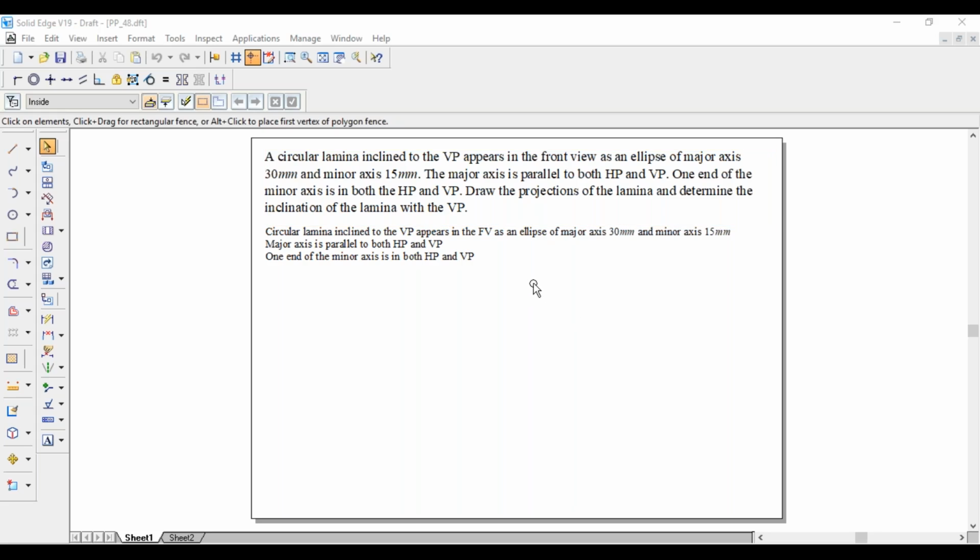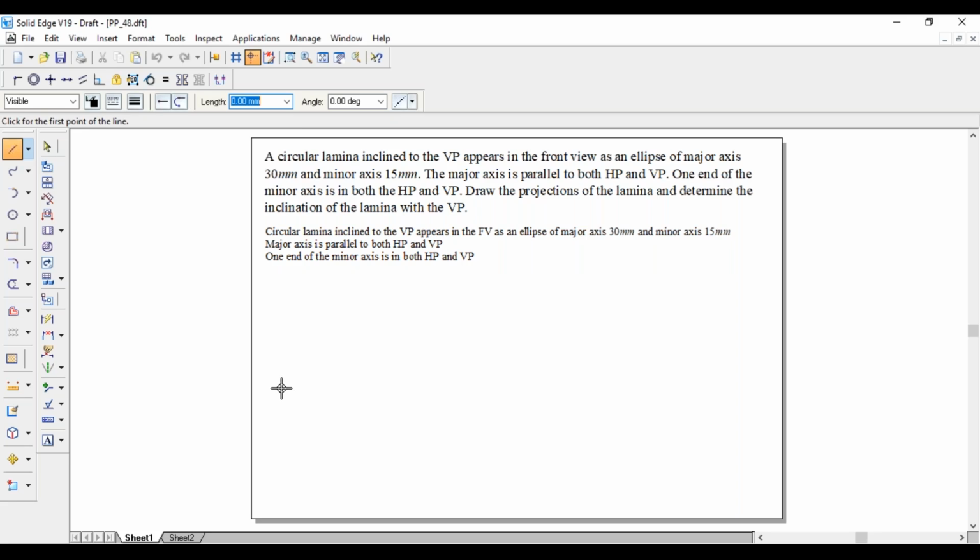So it is a circular lamina inclined to the VP, appears in the front view as an ellipse of major axis 30 mm and minor axis 15 mm. Major axis is parallel to both HP and VP. Similarly, one end of the minor axis is in both HP and VP. So directly he has not mentioned where it is resting. Instead of that, he has mentioned that the front view is an ellipse. So it is resting on VP only. Then only we can get the front view as an ellipse.